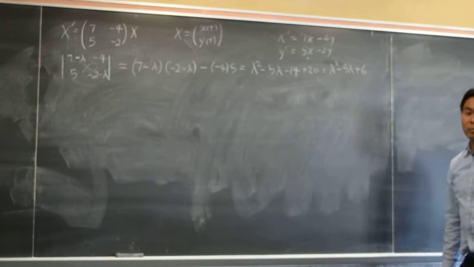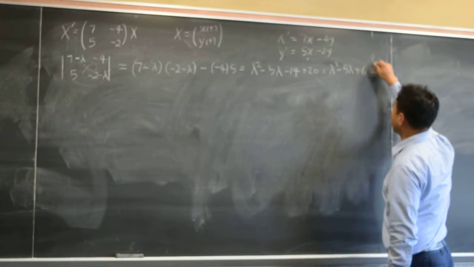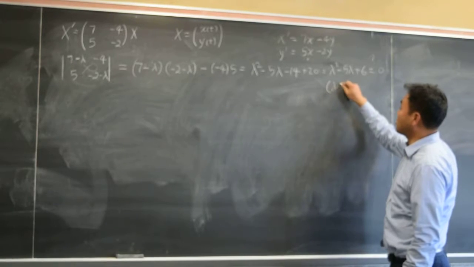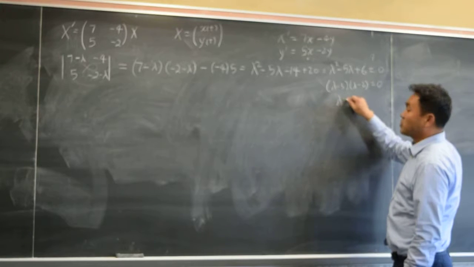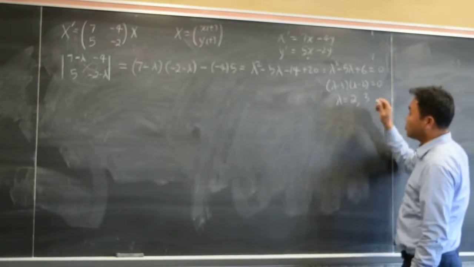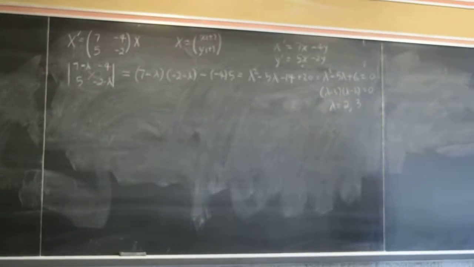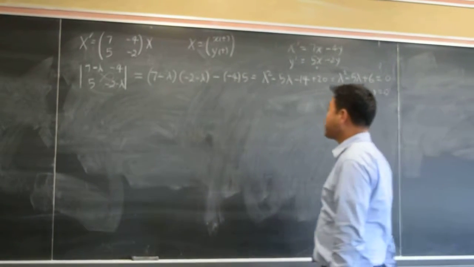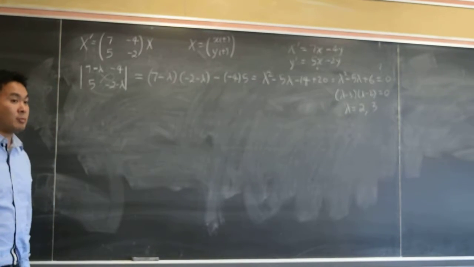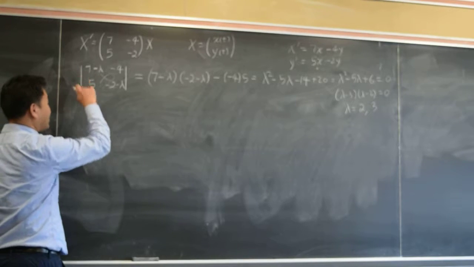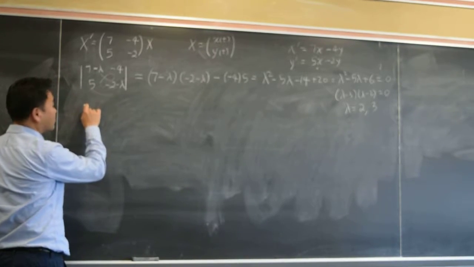And then you have to know when this becomes 0. So the question is, when does this become 0? This factors as (lambda minus 3)(lambda minus 2). So lambda equals 2 and 3. Those are the two eigenvalues. Okay, once you find these eigenvalues, you can call that step 1. Next step is to find the eigenvectors.